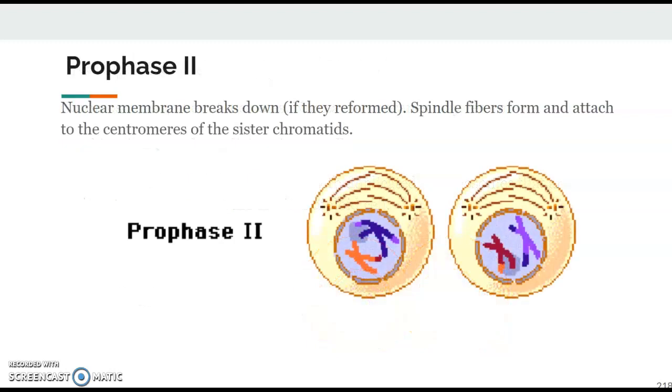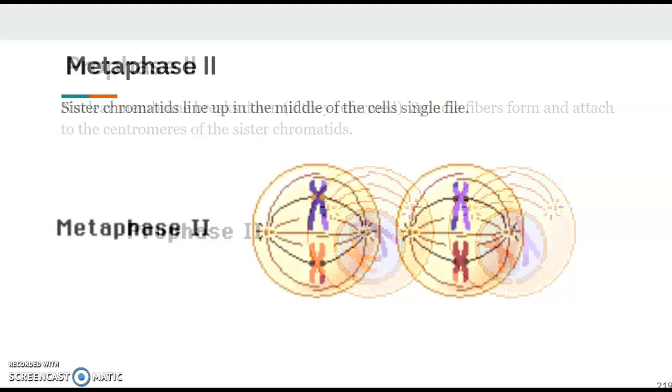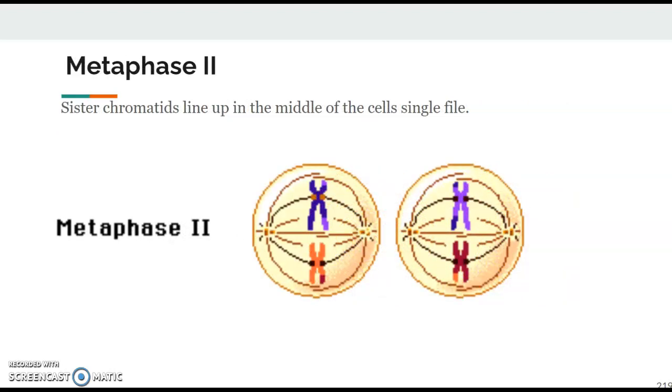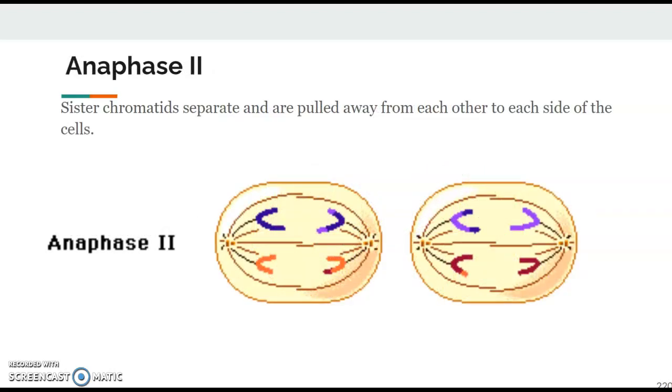Then we move on to prophase 2. Please note we did not go back to interphase, which means the cells did not duplicate again. So we're picking it up at prophase 2, right? The spindle fibers form and attach to the centromeres of the sister chromatids. Then they line up in the middle, but now, instead of being in tetrads, they're just in a single file in pairs, right? Then they start getting pulled to each end of the cell, anaphase.